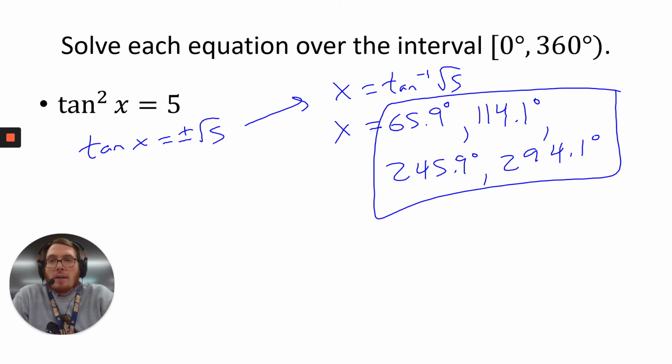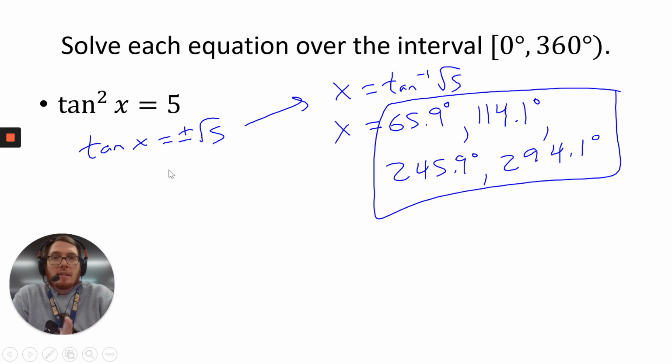Okay, the next scenario we have to talk about is when it just has tangent squared. So you can move this 5 over if you wanted and try to do a factoring idea, but if there's only something squared, you're better off just square rooting it. So if I square root tan squared x, I get root 5 on the other side. The key though is it's plus or minus.